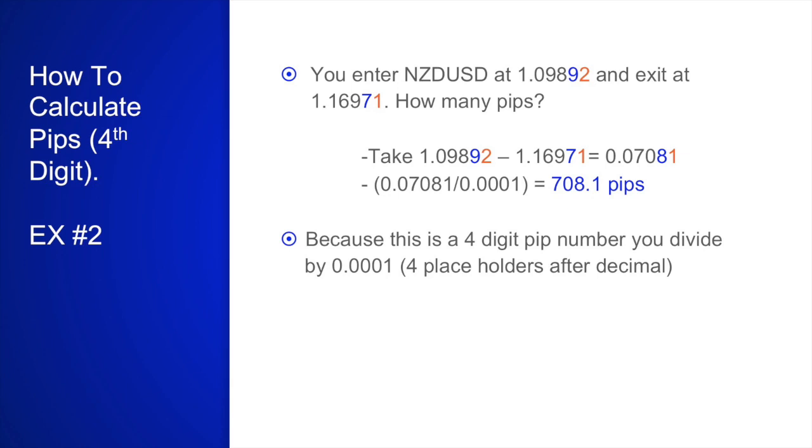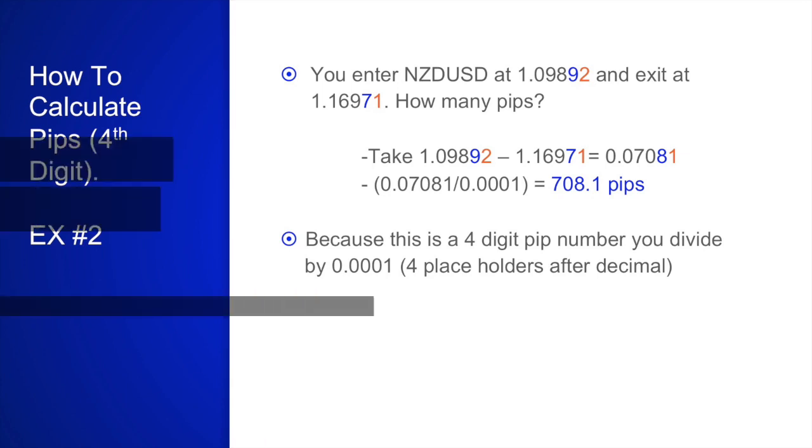Remember, it's because it is the 4th digit. I'm going to sound like a broken record. 4th digit after the decimal. That's why you divide by 0.0001.